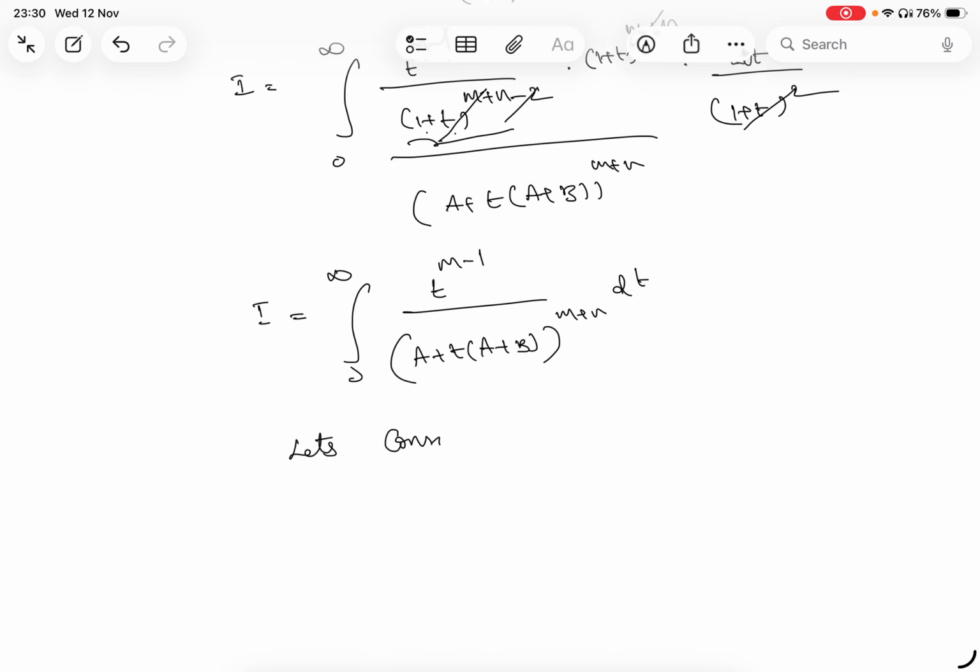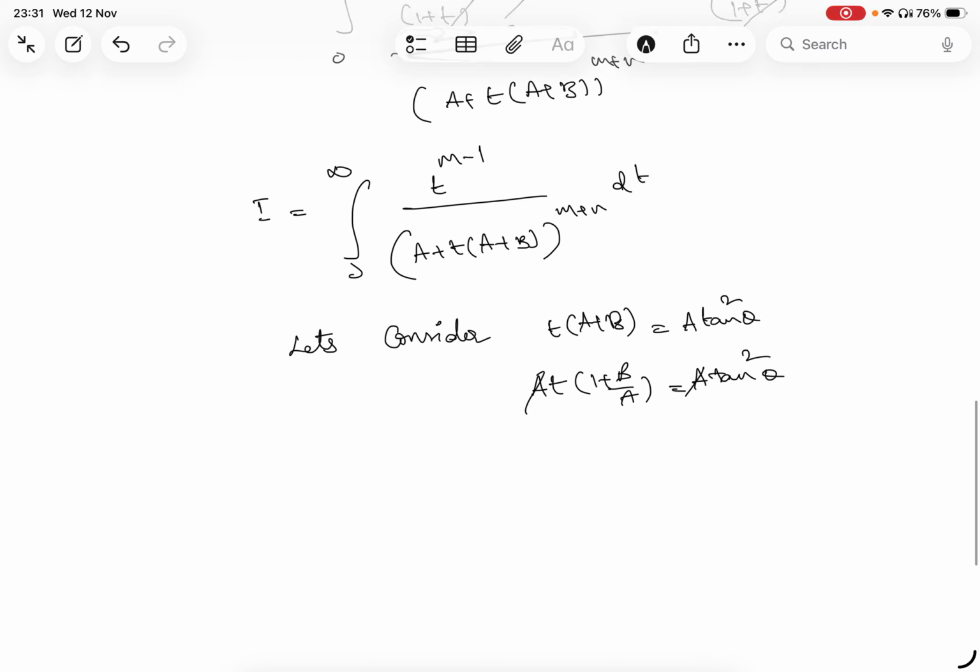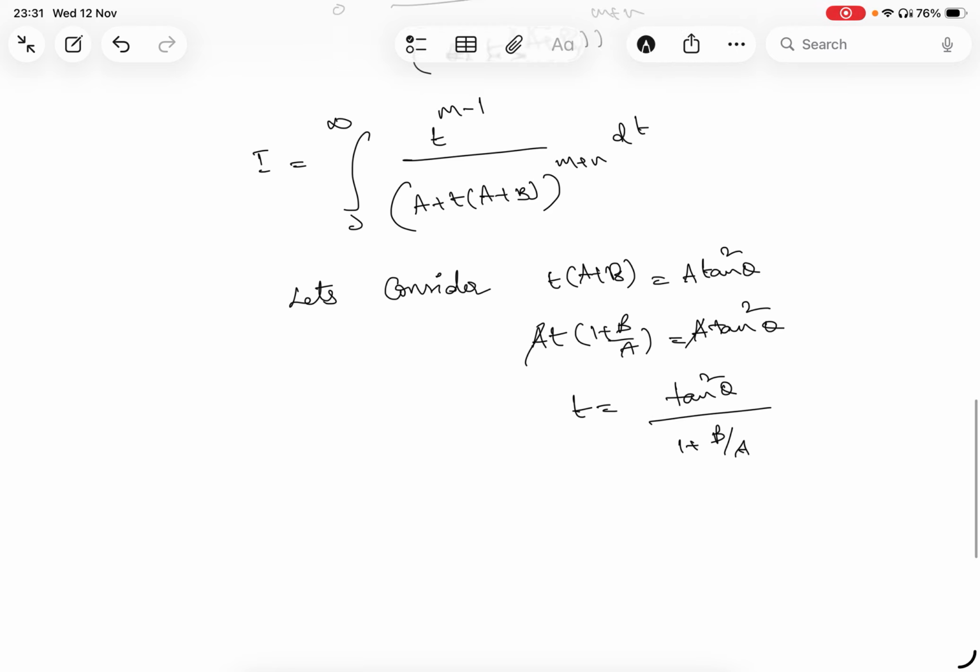Let's consider this t into a plus b as a into tan square theta, right? It will be easier now. If you take a as common here, a into t into 1 plus b by a equal to a tan square theta. Now a will get cancelled. Now t is tan square theta by 1 plus b by a.